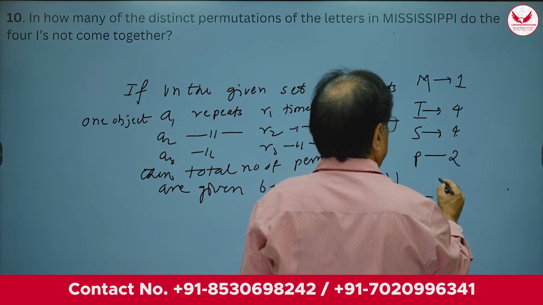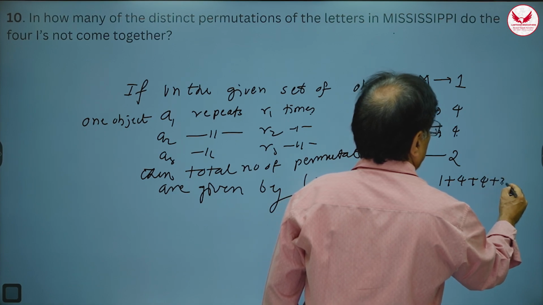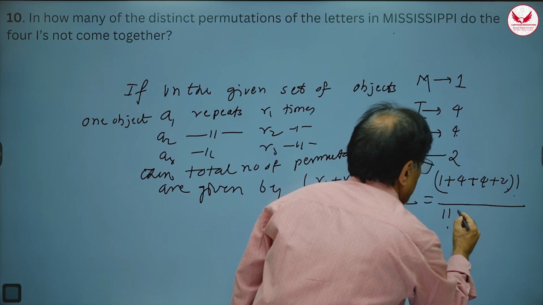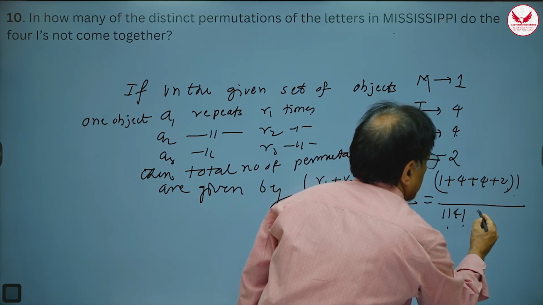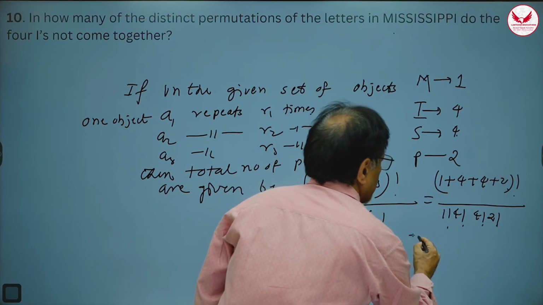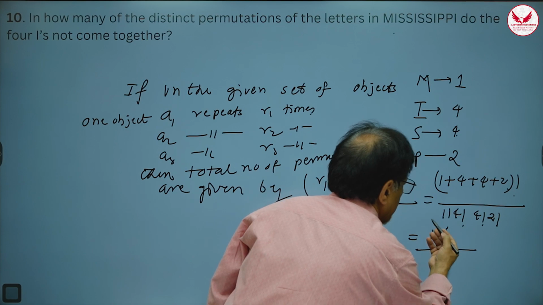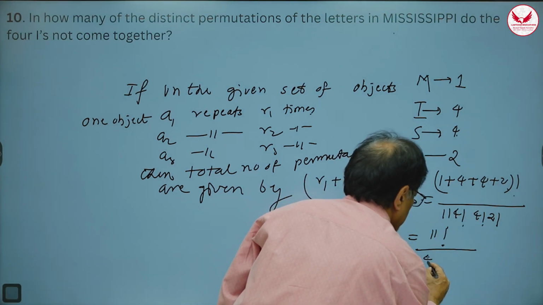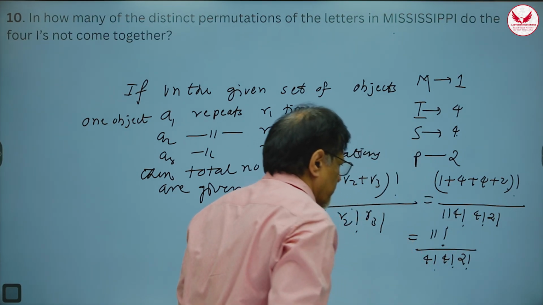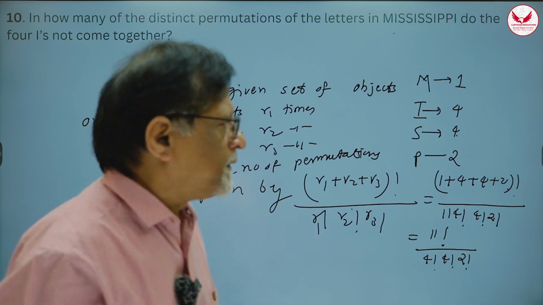Total number is (1 plus 4 plus 4 plus 2) factorial divided by 1 factorial, 4 factorial, 4 factorial and 2 factorial. So that gives me 11 factorial divided by 1 factorial, which is anyway 1. So it is 4 factorial into 4 factorial into 2 factorial. The actual numerical calculation is left to you. You can complete it. Okay, fine.